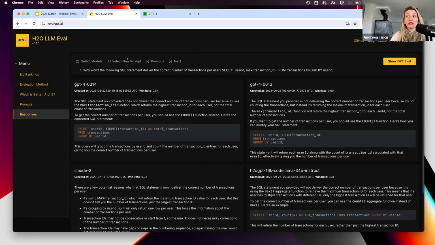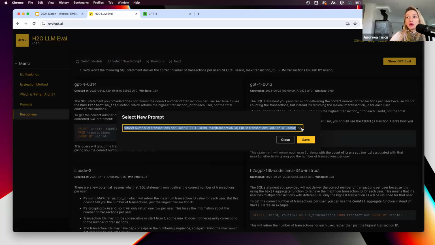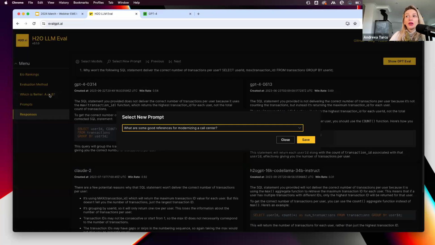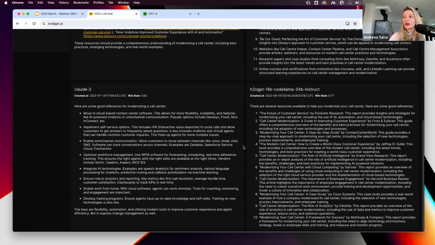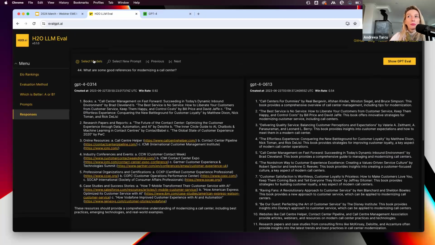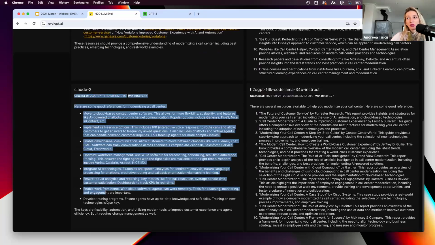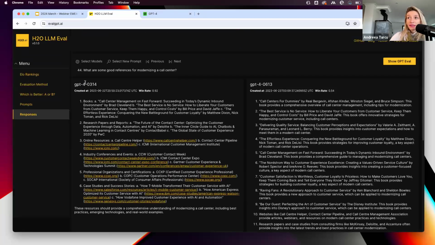What I can also do is to select a new prompt. So this interface is great because here I can have access to all the 60 prompts, with the possibility in the next versions of adding your own prompts, from what I understand. And so here I only have my 4 models on the prompt number 44. What are some good references for modernizing a call center? Let's say that the best answer and the one that I like the most is this one, Claude 2, which is, let's say, in competition with this first one.